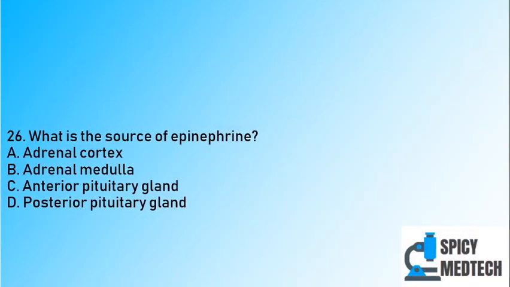Number 26. What is the source of epinephrine? A. The adrenal cortex, B. The adrenal medulla, C. The anterior pituitary gland, or D. The posterior pituitary gland? So the answer for number 26 is letter B, the adrenal medulla.